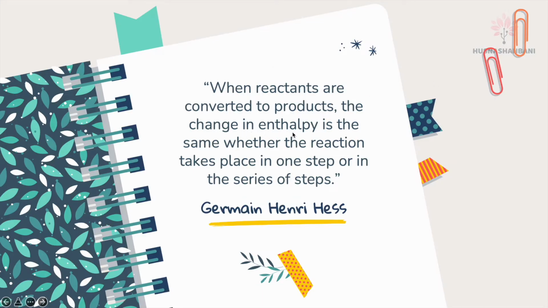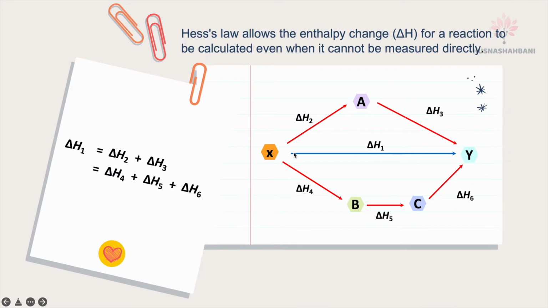The change in enthalpy is the same whether the reaction takes place in one step or a series of steps. This means delta H1 equals delta H2 plus delta H3, and the same for reactant X becoming product Y. Reactant X becomes product B and then is converted to product C first before becoming product Y. So delta H4 plus delta H5 plus delta H6 is equal to delta H1. That is Hess's law. Enthalpy change is the same.